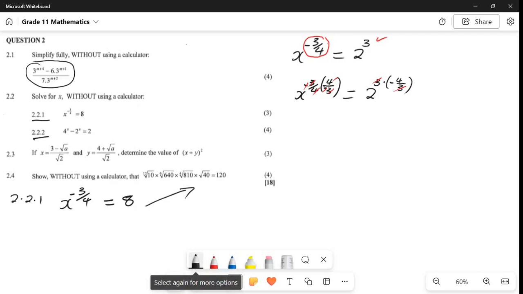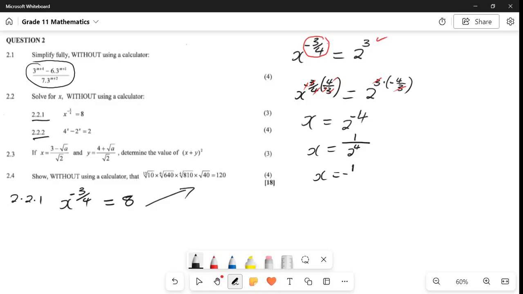On the left hand side we're left with x equals 2 to the power negative 4. 2 to the power negative 4 can be rewritten in a fractional form, which will be 1 over 2 to the power positive 4. And our x equals 1 over 16, because 2 to the power 4 equals 16. So this is our final answer.